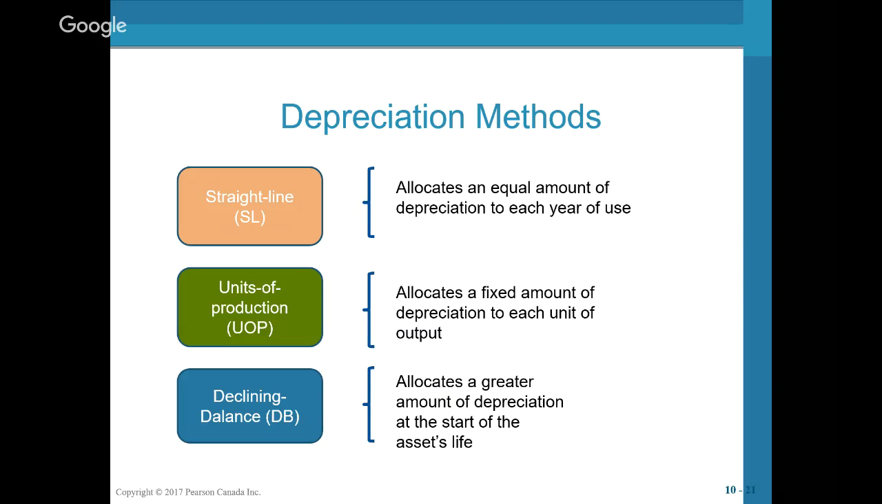So if we're talking about that car, maybe the car is good for 200,000 kilometers. If we're talking about a machine, maybe it can only make so many units before it dies. And then declining balance, there's what's called single, double, and triple declining balance. We are only going to look at double declining balance in this course. Even though your book might get into a couple of other methods, the one we're looking at is double declining balance, and we'll talk about that one in just a second.